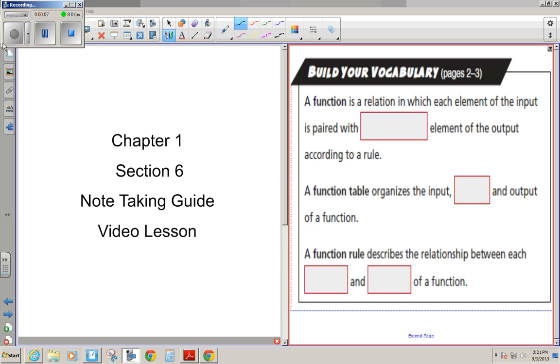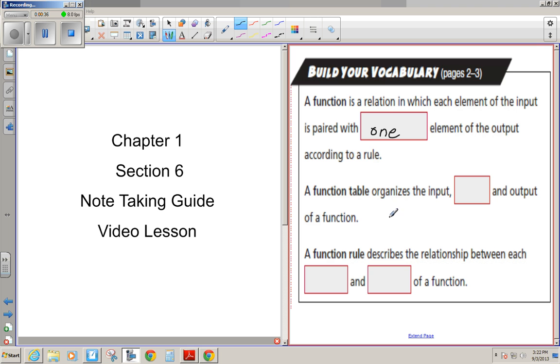Chapter 1, Section 6, entitled Algebra, Functions. Pretty straightforward there. Basically, a function is a relation in which each element of the input is paired with exactly one element of the output, according to a rule.